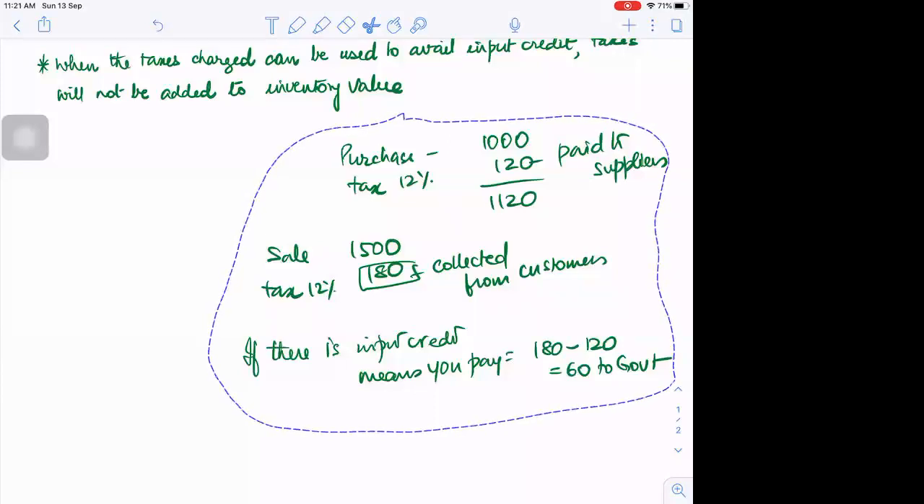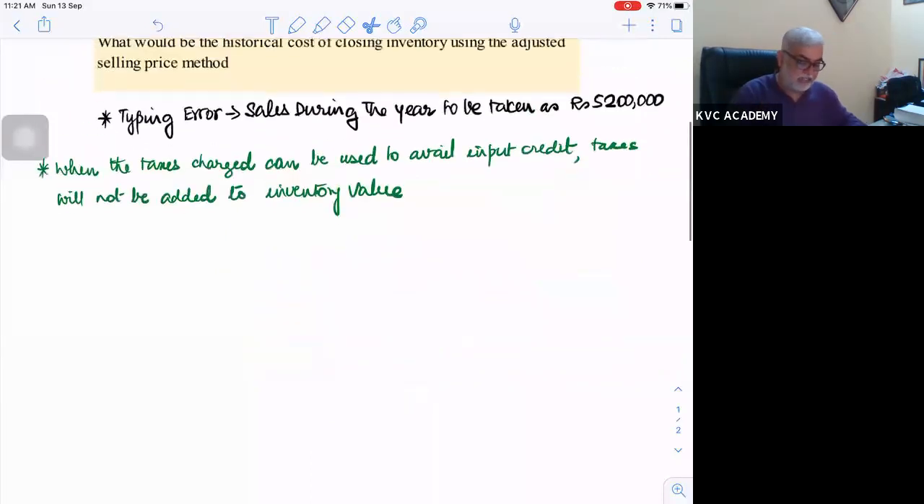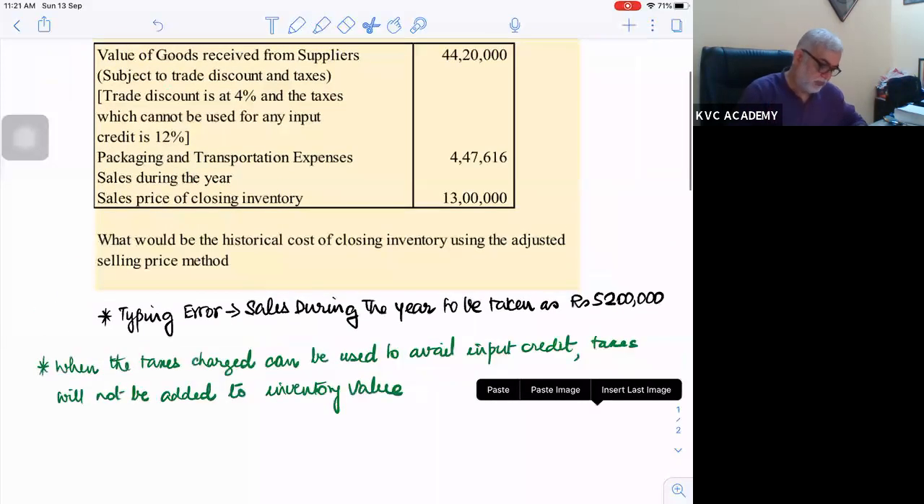Yes, sir. So the basic point here is you have to remember that if the tax credit can get us further credit, then there is no need to include it in your inventory. But when there is no further credit, you have to add it. Okay. So let me start the solution.